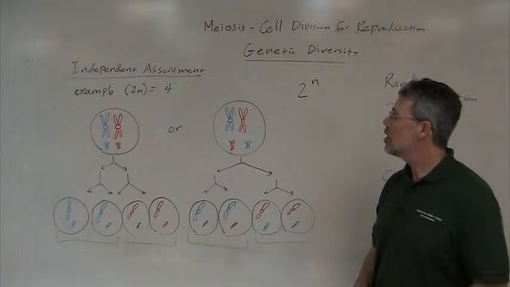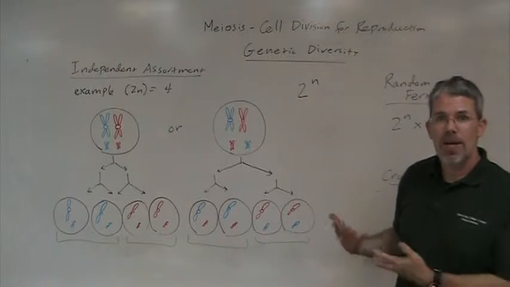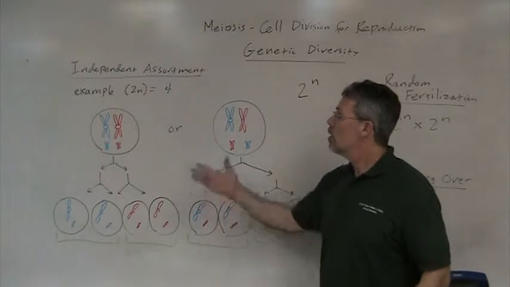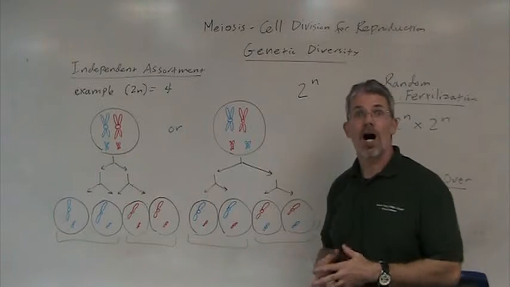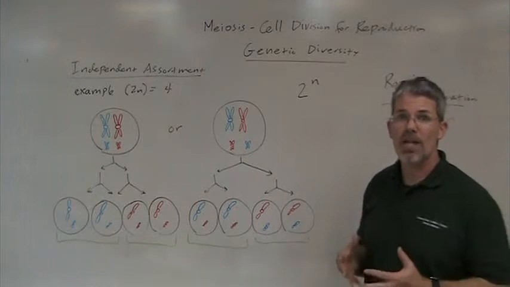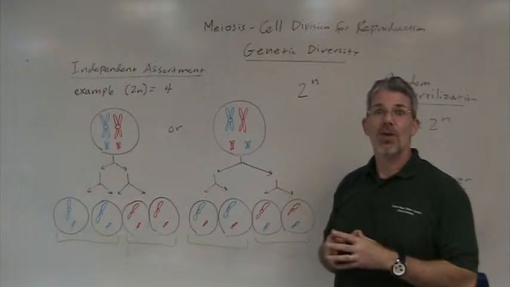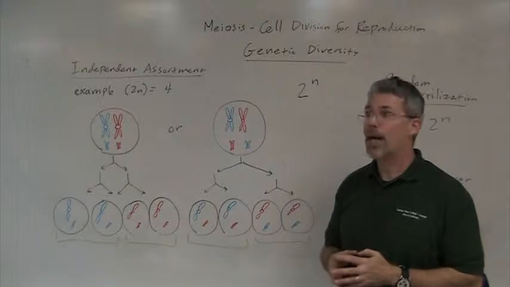Well, so glad you've asked. There's actually 3 ways, and not covered in the order in which they occur. We can start with independent assortment of homologous chromosomes. Now remember, homologous chromosomes line up during metaphase 1 of meiosis.